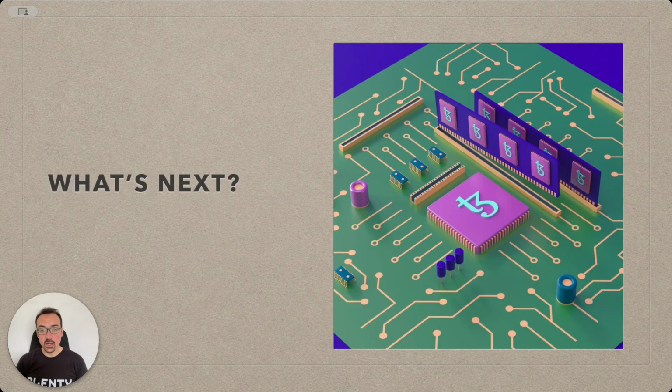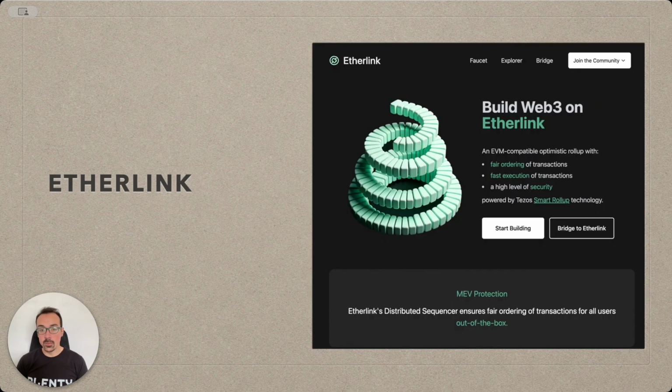And to finish here, I would like to talk about the future. At the beginning of the year, smart rollups were introduced on Tezos. Now we have rollups on Tezos that are enshrined into the blockchain. They are verified by the protocol to make them safer. At the moment, my colleagues are working on the next rollup called Etherlink. Etherlink is an EVM-compatible rollup.